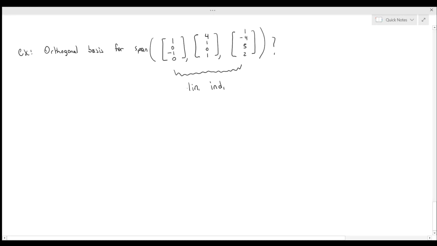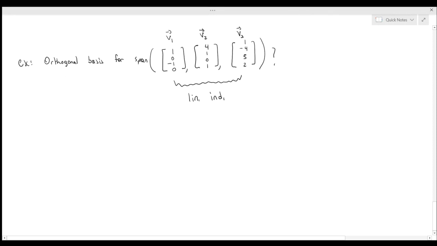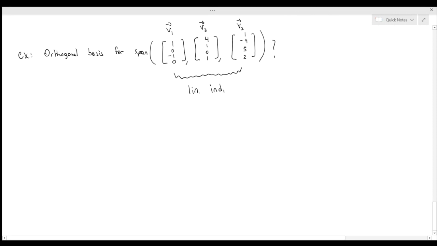Okay, so here we've got a basis for our space, but it's not an orthogonal basis. So again, what we'll do is apply the Gram-Schmidt algorithm to get an orthogonal basis. This time there are three vectors, so I'll need to do one extra step in the Gram-Schmidt algorithm. We'll see how that works in this example here.